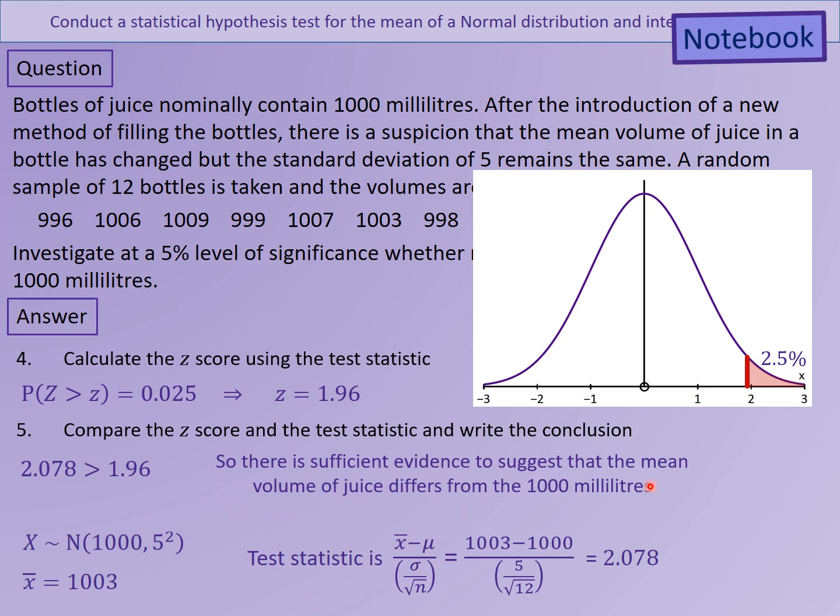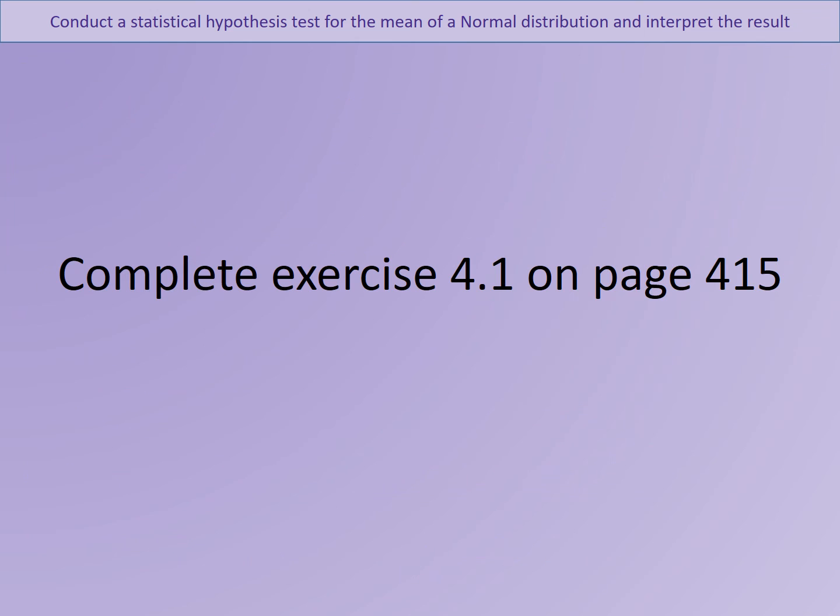So there is sufficient evidence to suggest that the mean volume of juice differs from the 1000 millilitres it was originally. Right, it's worth making sure that you practice some of those. In fact, practice quite a lot of them. We will be putting some of them in your homework packs as well to keep practicing them. But good luck.